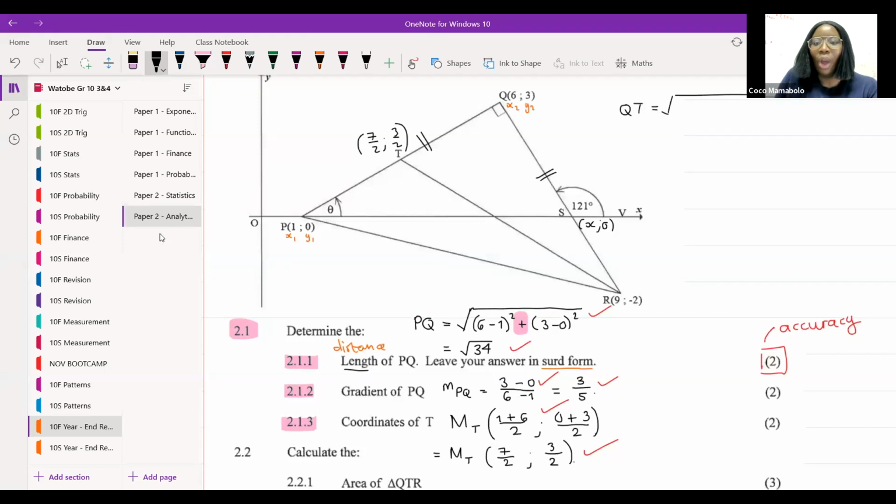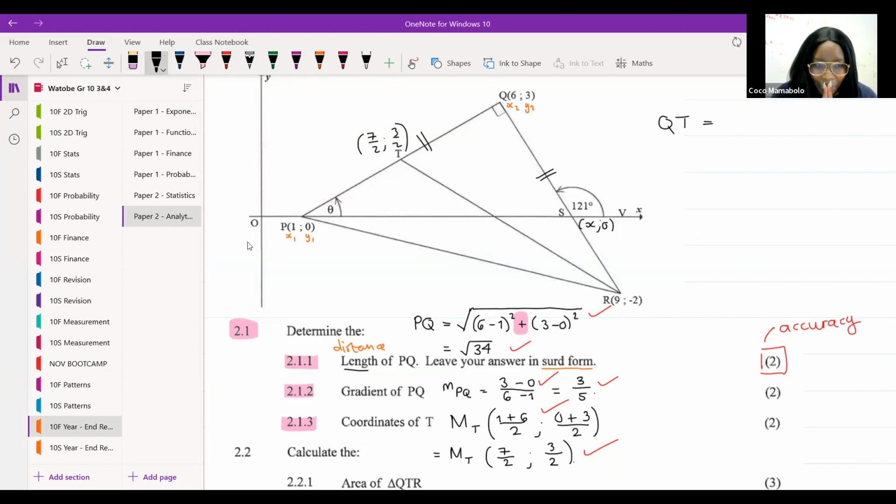The distance QT. Oh, no, I lie. Actually, we don't even have to do that. We don't need to. Okay. What do you mean? We don't actually need to do that. I want you to figure out why I say we don't need to find the length of QT using the distance formula. We can just say QT is equal to something.